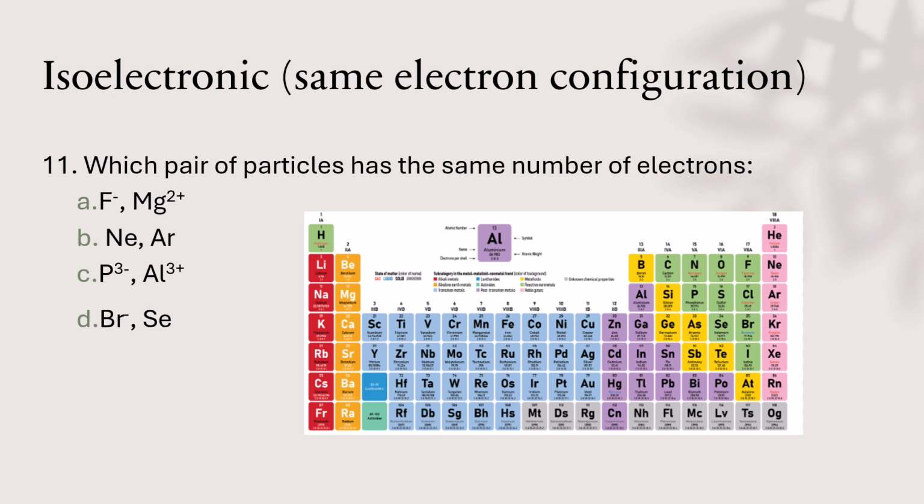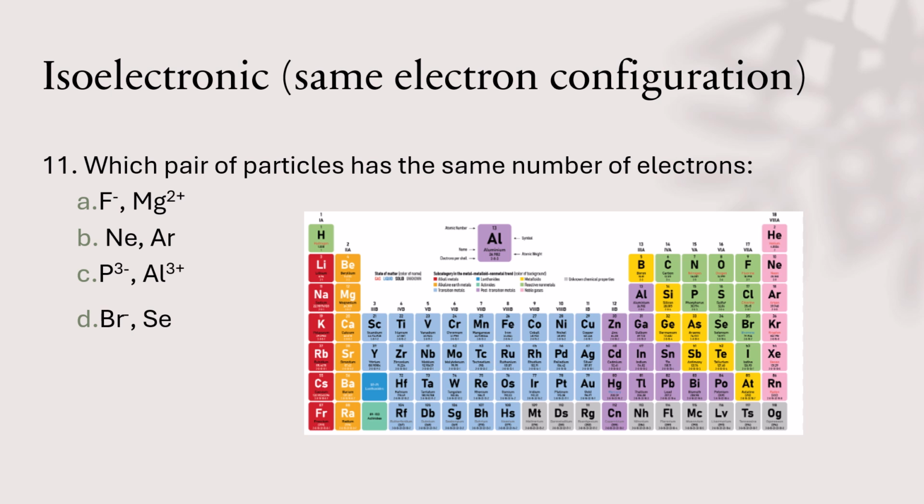All right, next let's look at isoelectronic. If you remember from when we talked about isoelectronic atoms, they're atoms that have the same electron configuration. It doesn't mean that they're the same atom or even the same type of atom, just the same electron configuration. For a question such as this, which pair of particles has the same number of electrons, what I like to do is take each pair and figure out what noble gas they're isoelectronic with. If they're both isoelectronic with the same noble gas, then they're going to have the same number of electrons as each other. So I'll show you the process.